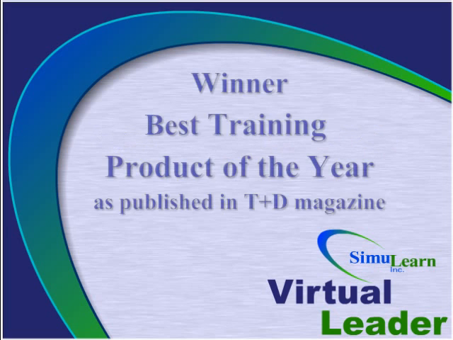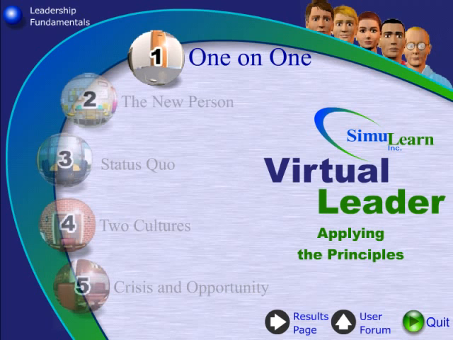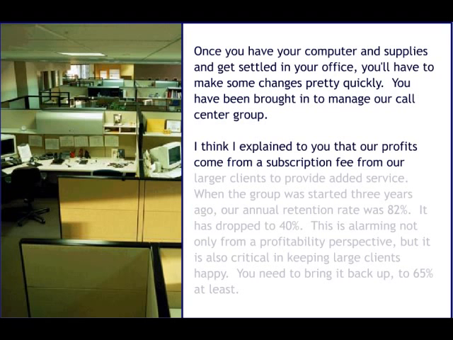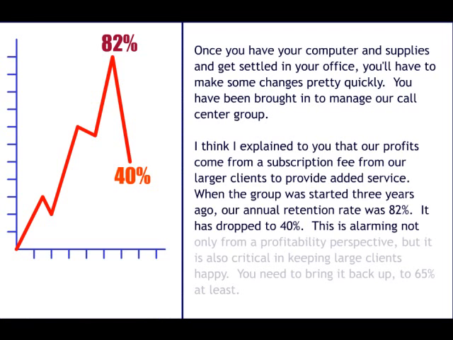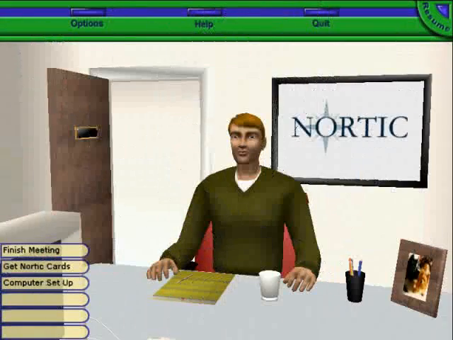This short video will now show you the basics on how to interact with Virtual Leader. First, when you launch applying the principles, you will only be able to access the first of 5 meetings. To access the next meeting, you'll need to click on the Advance button when you want to commit to your scores. Each scenario has a short introduction that gives you some of the background of the situation you are about to face and the goals for the task.